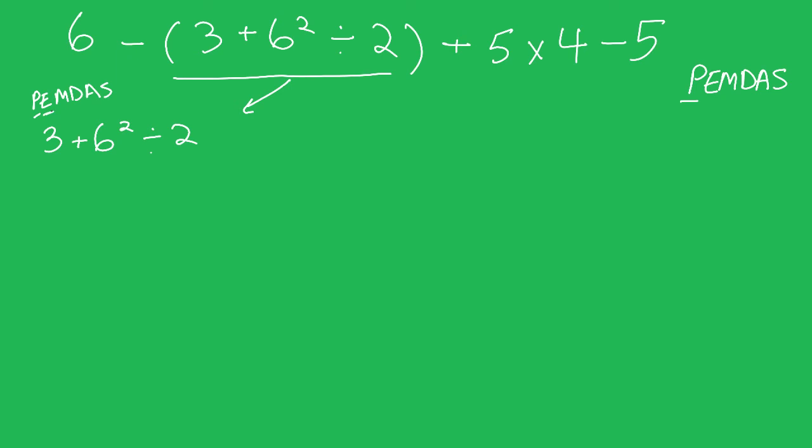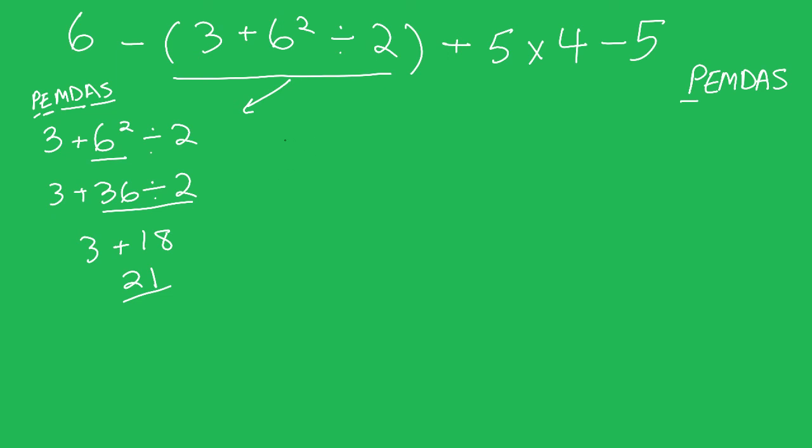So we move on to exponents, and there is an exponent here. 6 squared equals 36. And then we move on to multiplication and division. 36 divided by 2 equals 18. Then we move on to addition and subtraction to finish this problem off, or at least inside the parentheses, to get 21. So inside the parentheses is just equal to 21.